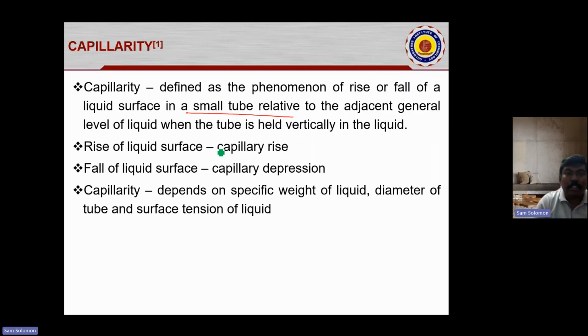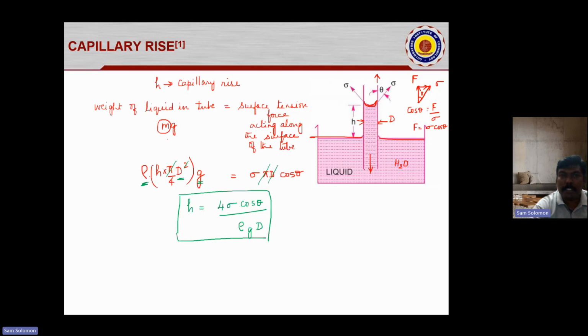Okay, so if we look at the previous slide, this is what we mentioned as the phenomenon of rise or fall. The rise of the liquid surface is going to be capillary rise, and for some fluids, if you dip that particular tube, you are not going to have a rise, rather you are going to have a depression. You are going to have a fall of the liquid surface, and that is called capillary depression. So this capillarity depends on the specific weight of the liquid, the diameter of the tube, and the surface tension of the liquid. Now we have already seen what capillary rise is. Let us also focus on what capillary depression is.